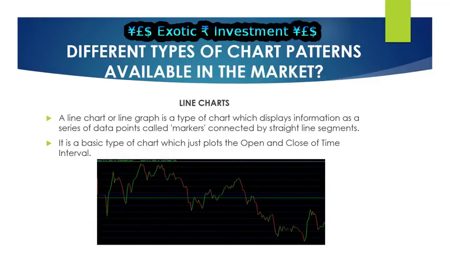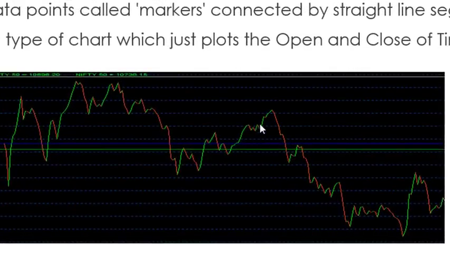So we will go through the different chart patterns available in the market now. The first one being the line charts. The line chart is a type of chart which displays information as a series of data points called markers. So the end of this, over here to here, is called a marker.